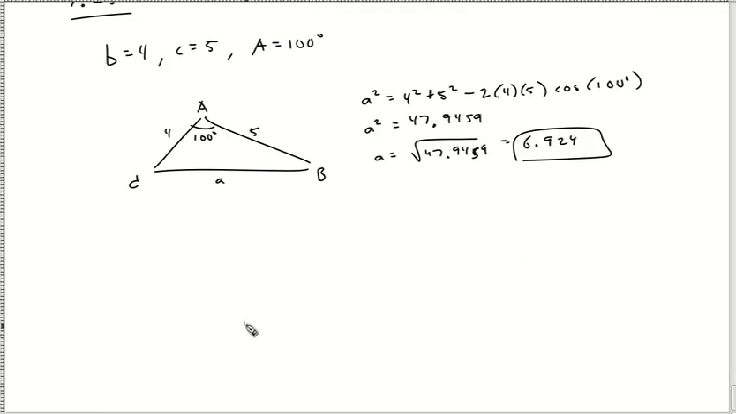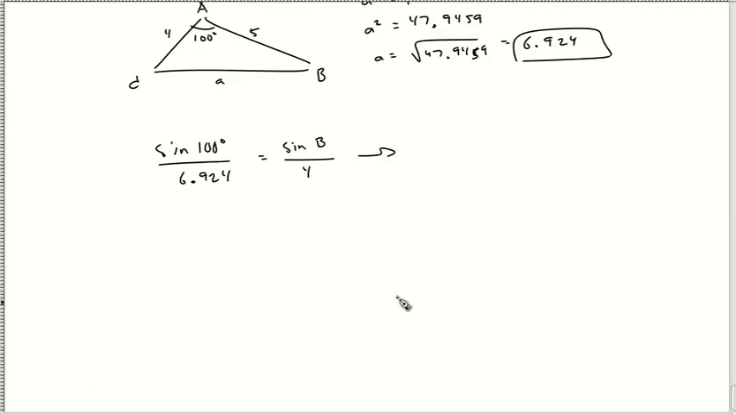Now that I have A, now I can do law of sines. So sine of the 100 over this 6.924. Let's find B, so sine of B all over 4. So I move it over, arc sine. I did arc sine last time, right? I sure did. This is all just from the last section. Again, no problems. There we go.